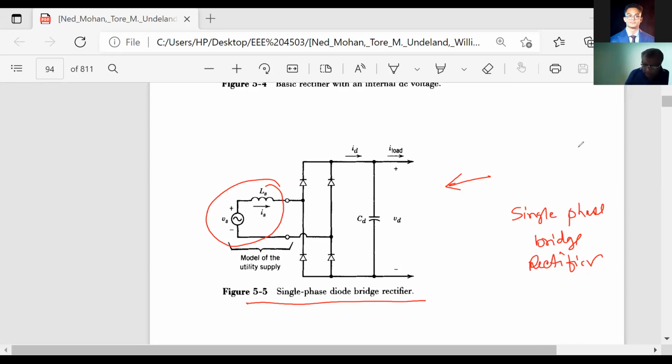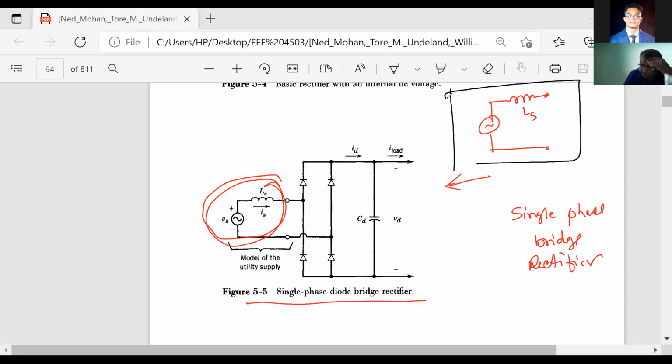So look here, this part, the red mark part, is nothing but your voltage source, and this inductance has come from your source. So the whole thing is now the modulus of the supply. Okay.